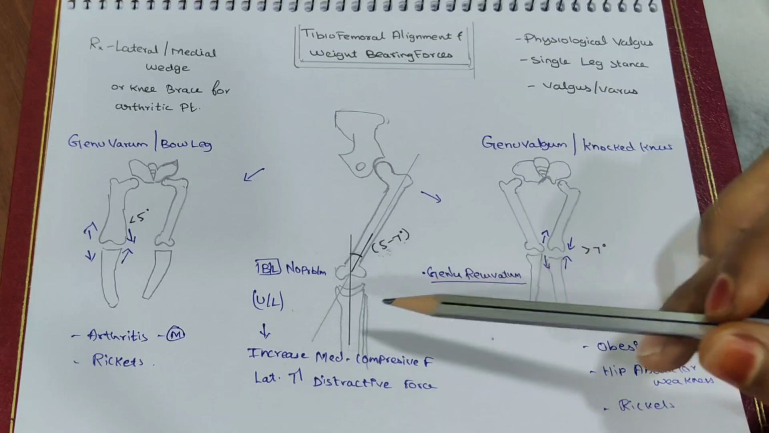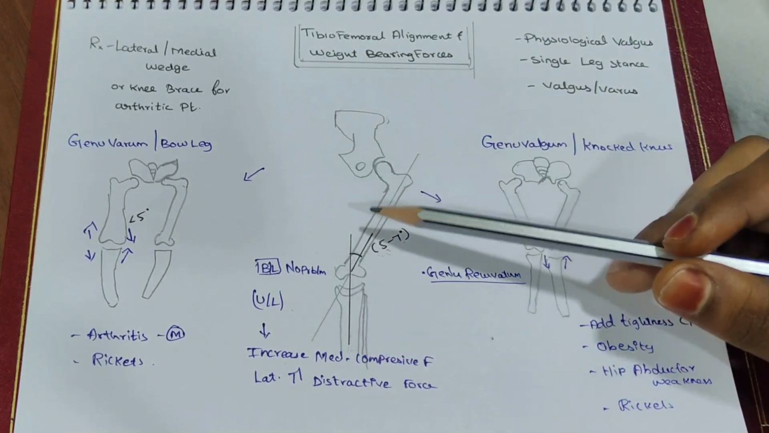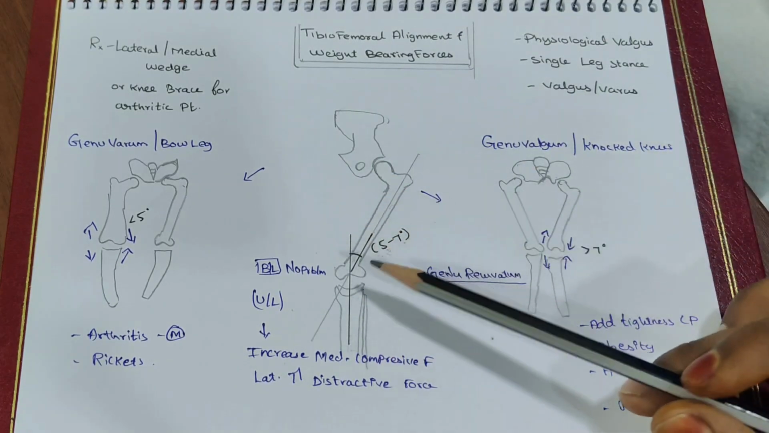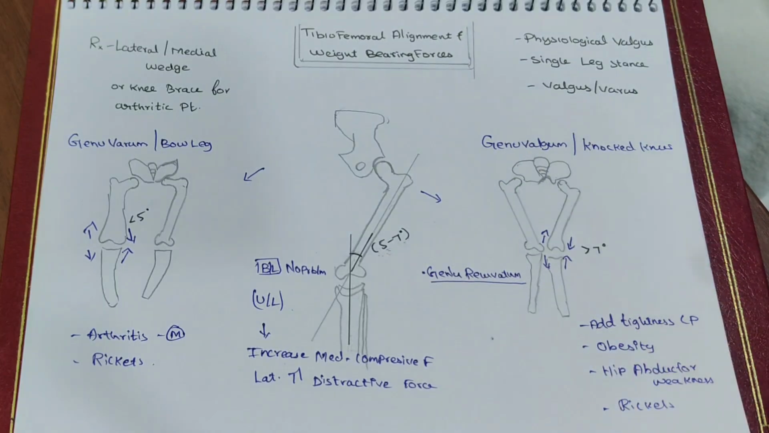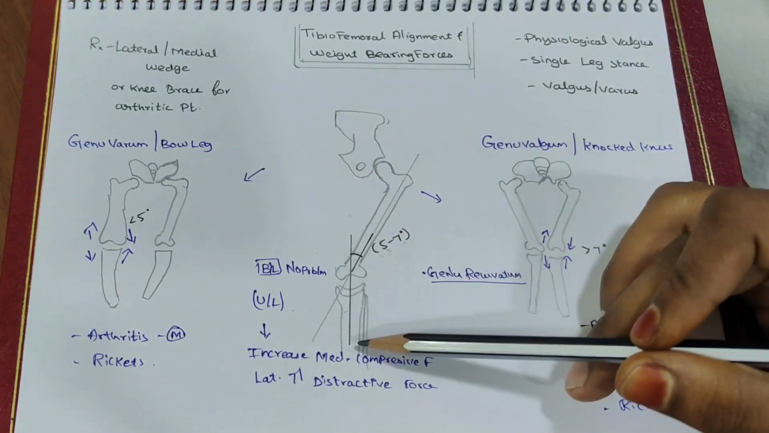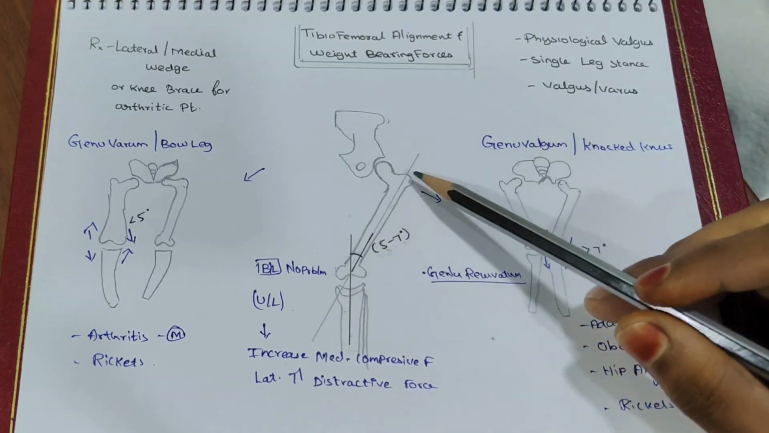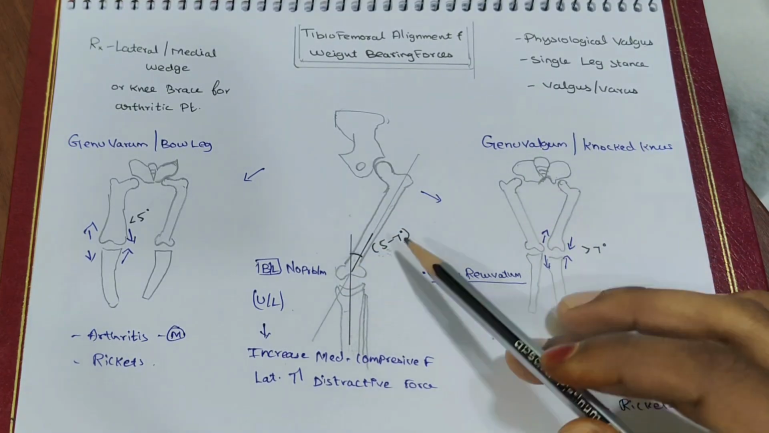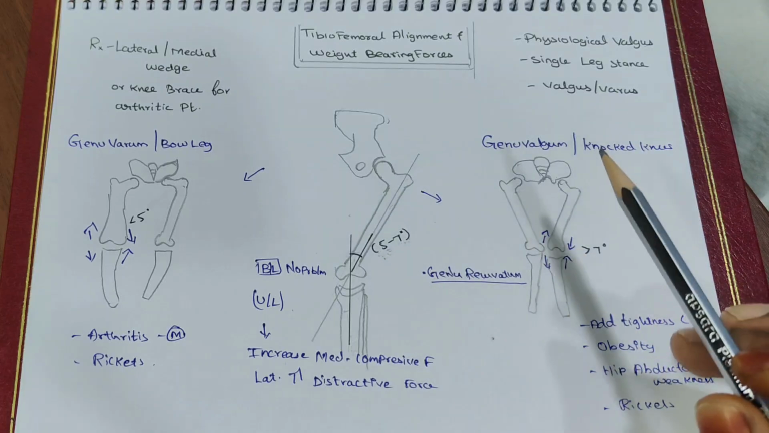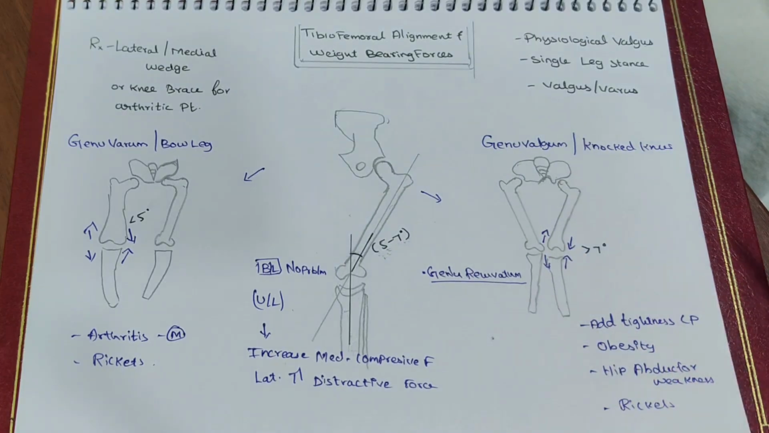In a normal human being, the tibia is vertical in line, and the femur is slightly medially angled. These two lines, the tibia's vertical middle line and the femur's vertical middle line, together form an angle. That angle should be 5 to 7 degrees, a normal angle for a normal human being.